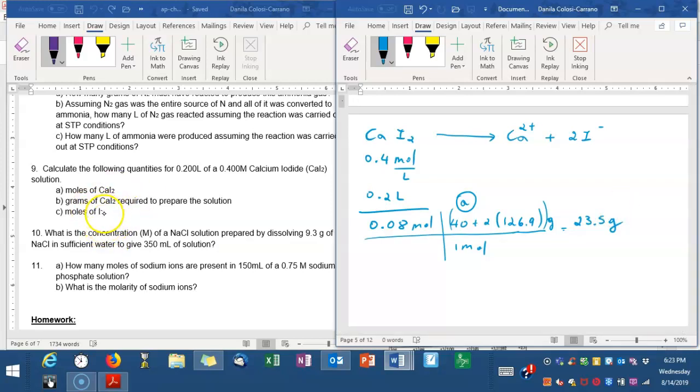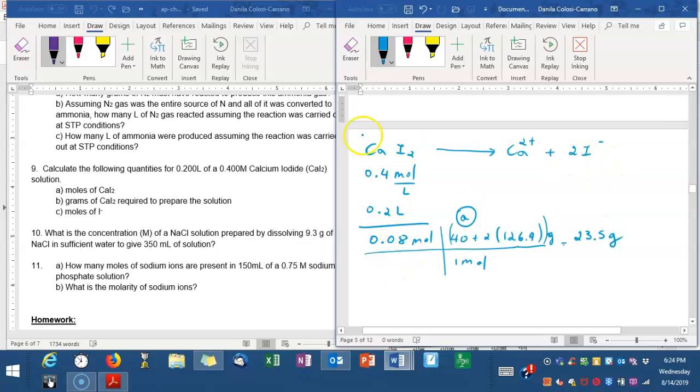And then moles for the I. So this is a ratio of 1 to 2. So the moles are, here, let's put it here, 0.08. So this is 2 I's, so 0.16 are the moles for the I2. And then 10.